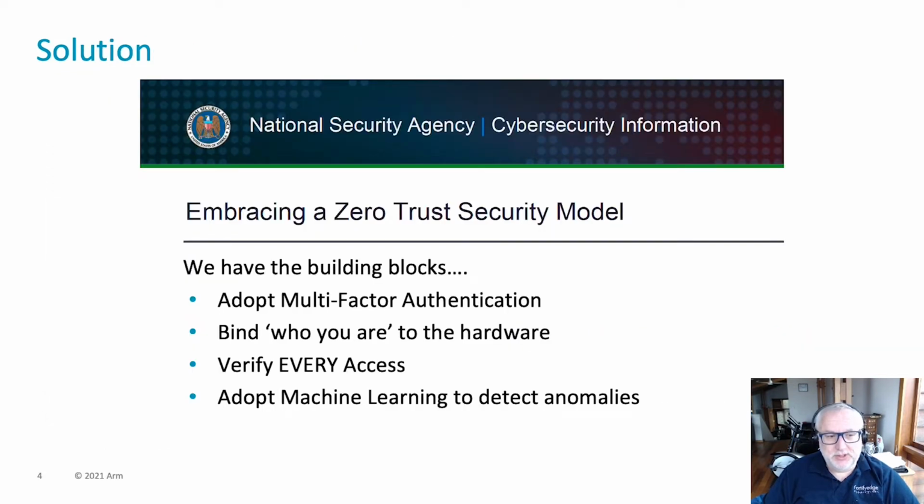And there is a strategy to address this. Both the NSA and CISA and our peak bodies like the NIST have said to embrace a strategy of zero trust security. And that involves things like adopting multi-factor authentication, binding your identity to who you are, that is, to the hardware, and verifying every time you access a resource that's valuable, and start to adopt machine learning to detect anomalies occurring on these endpoint devices.